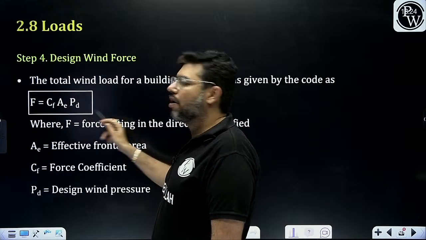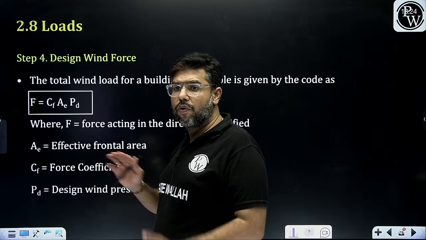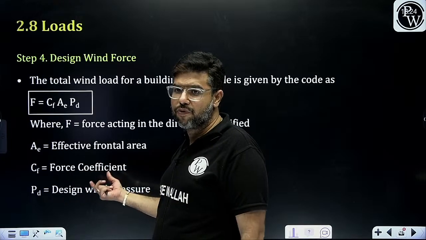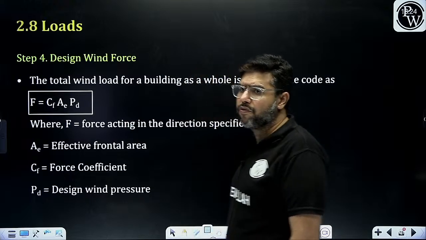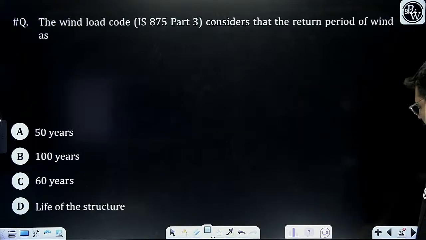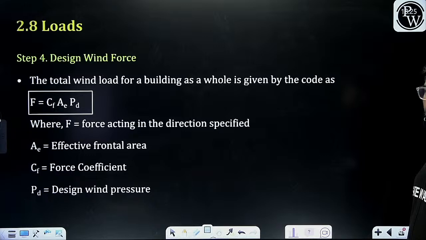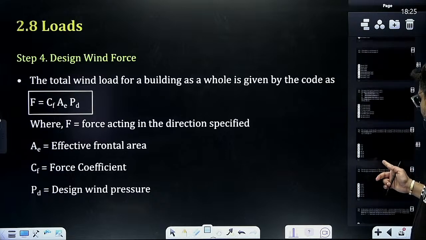F is equal to Cf into A into Pd. A is the effective frontal area over which the wind pressure is acting. Cf is the force coefficient, which will be calculated from the code, and F is the wind force in the direction specified. So, this is how the wind load is calculated. Got my point? Let us do some objective questions on this part, then I will proceed further.